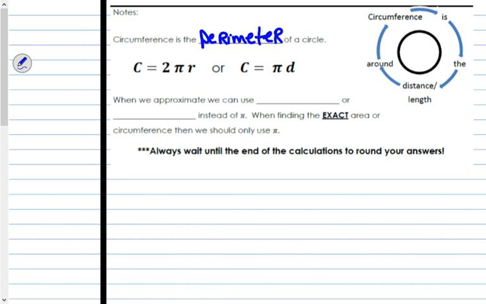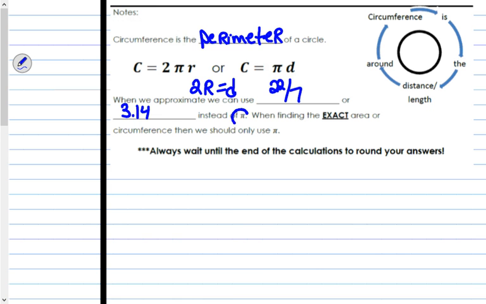The circumference formula is either 2 pi r or pi d, because 2r is equal to d. R meaning radius and d for diameter. So 2 pi times radius or just pi times diameter. When we are approximating, we can use 22 over 7 or 3.14 instead of pi.